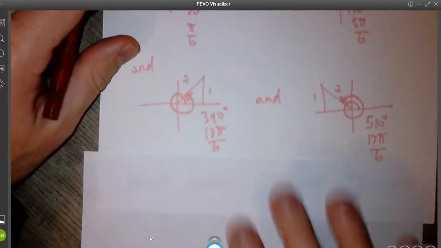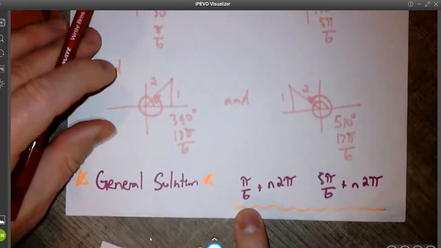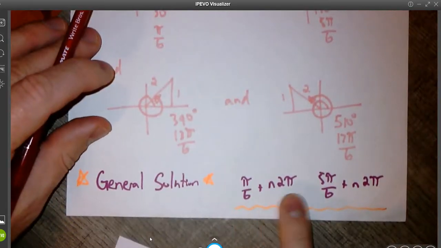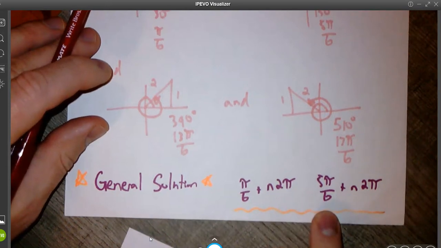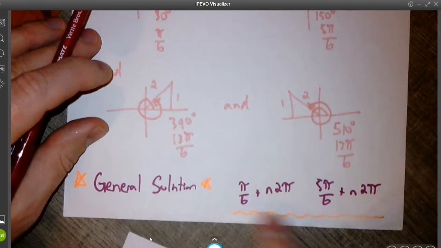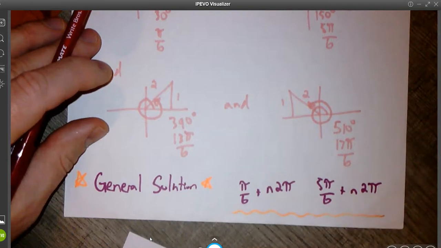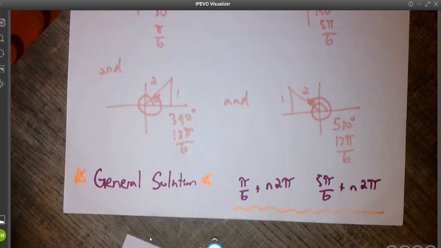To do that, we list the smallest one, or the first one that we found, pi over 6, and then add a certain number of times around the circle, coterminal angles. We list the other one, 5 pi over 6, and a certain number of times around the circle. This is called a general solution. It will give me all answers forever that would make that happen. That's what we're looking for in these. We're solving equations and figuring out when this would happen forever.